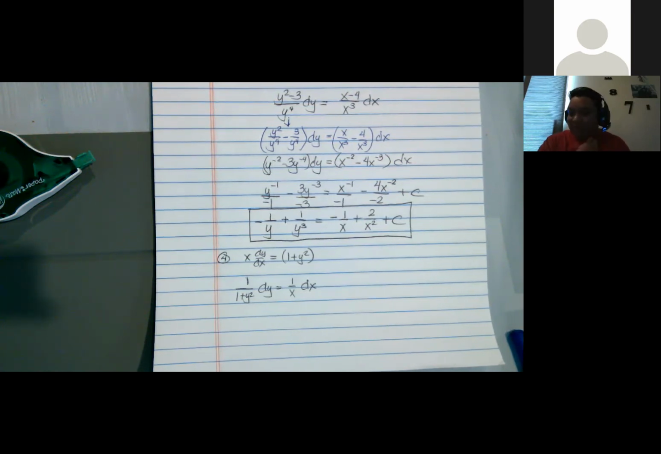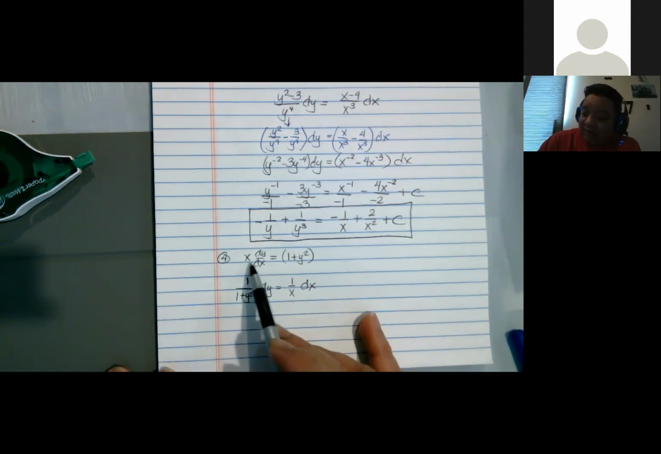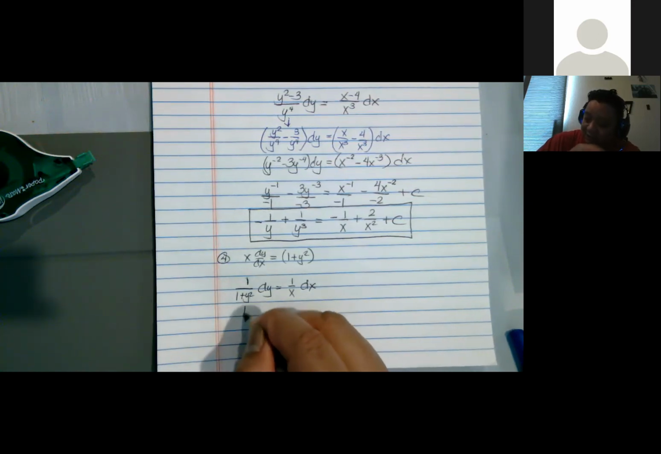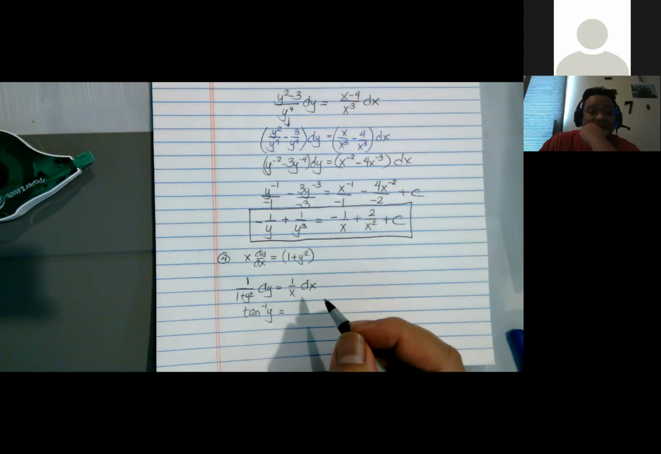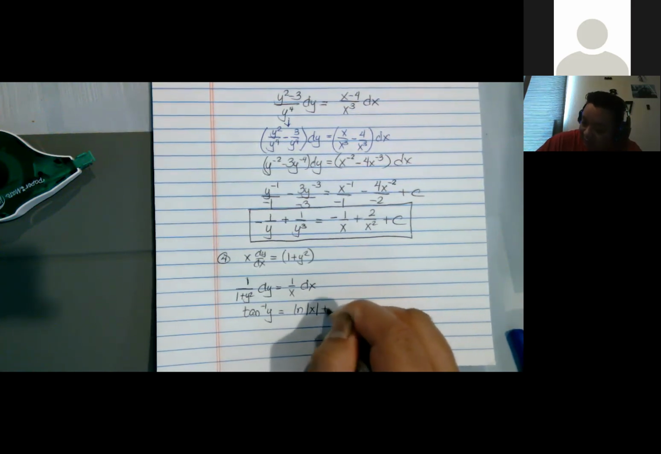Okay, I'm back. So you divide by 1 plus y squared on one side, divide by x on the other side, and you get this. So how do you integrate the left side? It's your inverse tangent, right? So this is your inverse tangent of y is equal to what on the other side? It's your natural log of absolute value of x plus c.